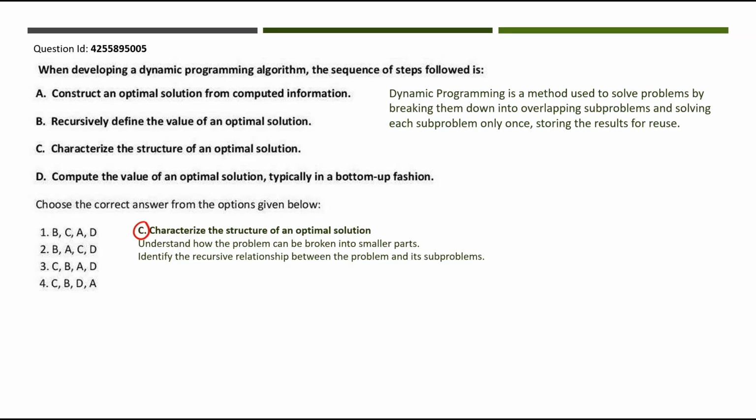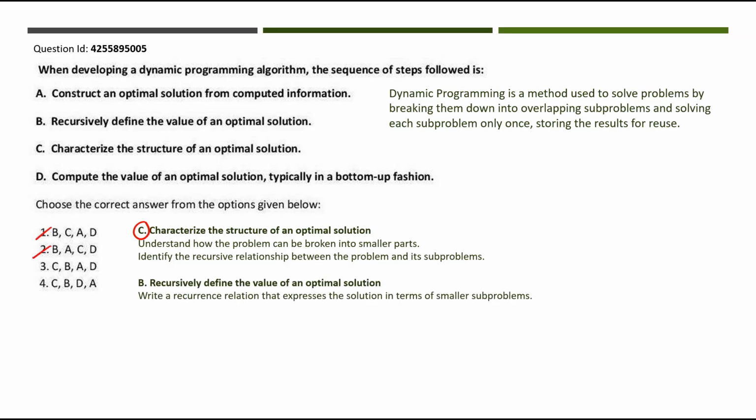Let me mark it here for clarity. We have to understand how the problem can be broken into smaller parts. Identify the recursive relationship between the problem and its subproblems. So we have to first break the problem into subproblems. That is what they say, characterize the structure of an optimal solution. We have to understand what the subproblems are that we need to solve. So this is the first step, C. Options 1 and 2 can be ruled out.